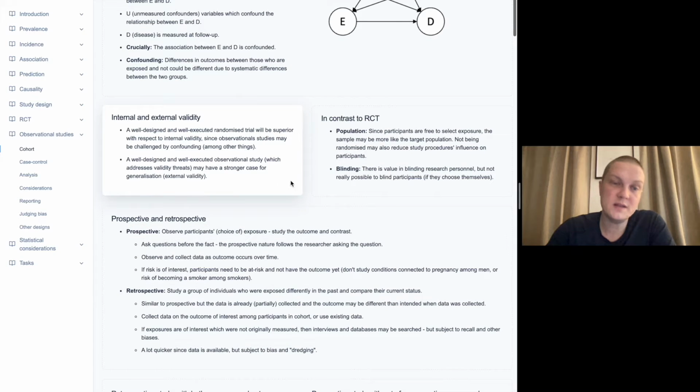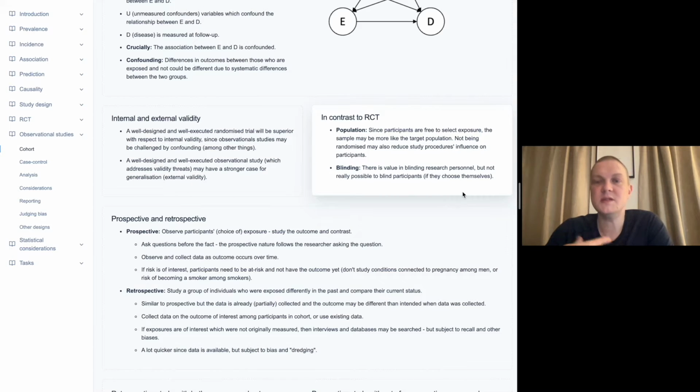In a well-designed and well-executed randomized trial, we will have superior internal validity because observational studies may be challenged by confounding, among other things. However, a well-designed and well-executed observational study, and may I add, a well-analyzed observational study, will have a stronger case for generalization because participants have chosen exposure on their own. In contrast to a randomized controlled trial, participants are free to select exposure, and so the sample is more like the target population, what the target population would do in a natural setting.